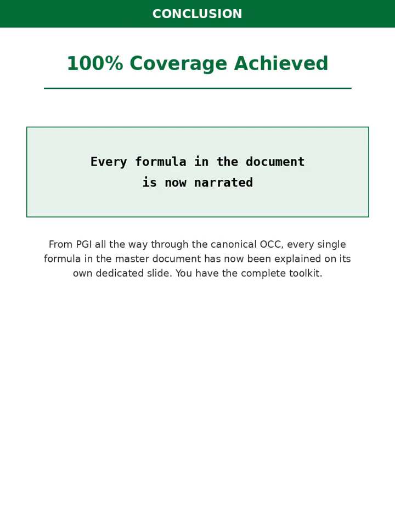And that's it. 100% coverage achieved. Every formula in the master document has now been narrated and explained on its own dedicated slide. From the basic holding period return all the way through the Geltner canonical opportunity cost identity. You have the complete real estate underwriting toolkit. Nothing left out. Now go underwrite a deal.